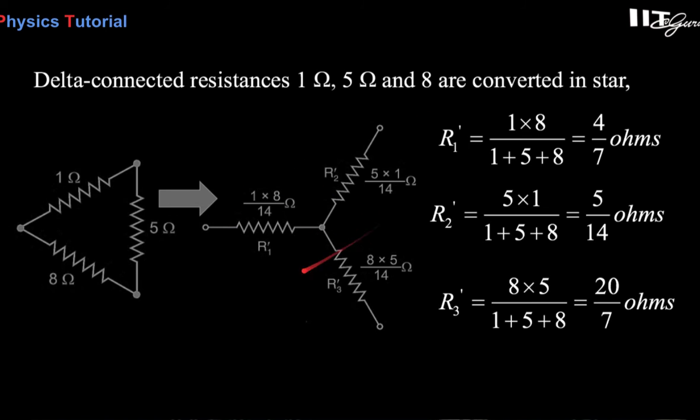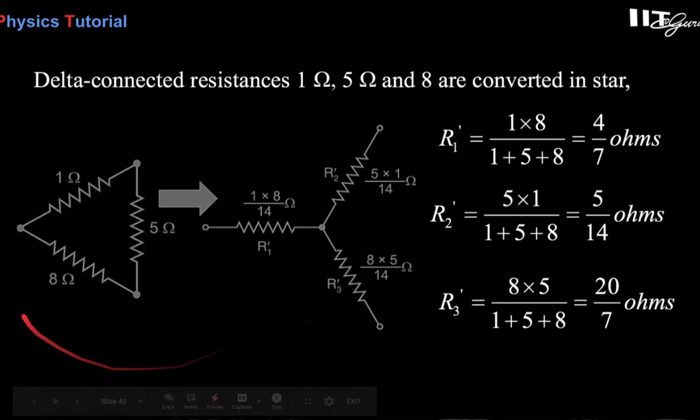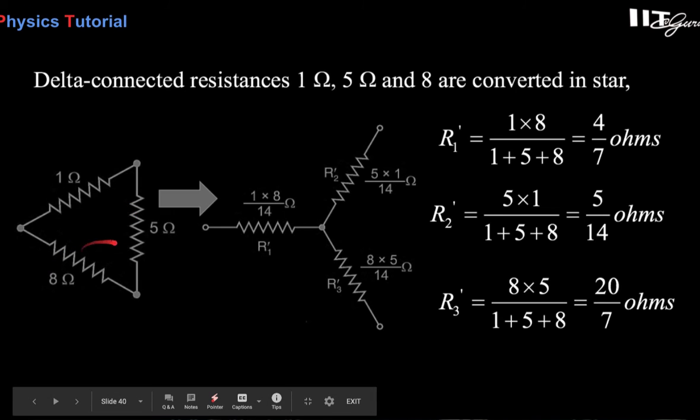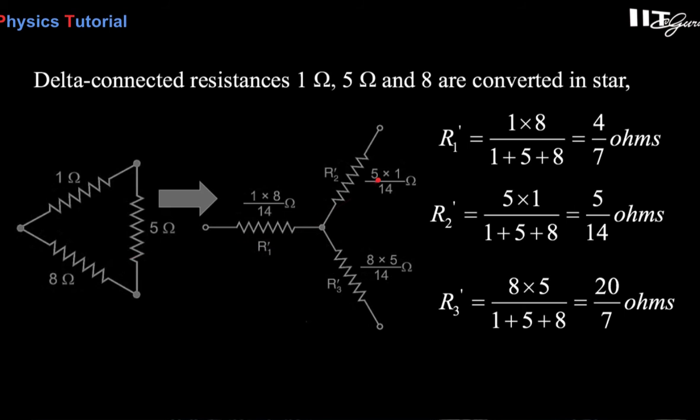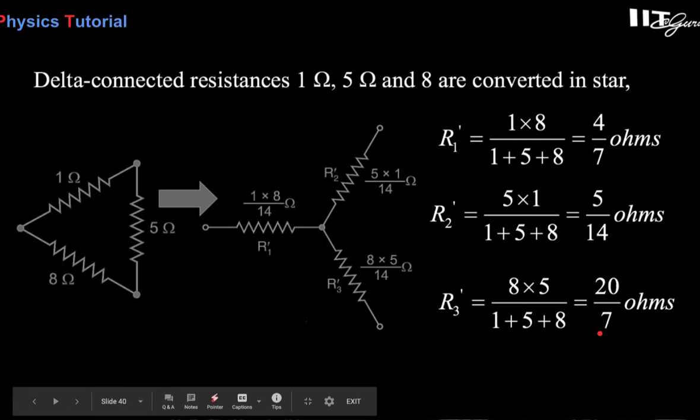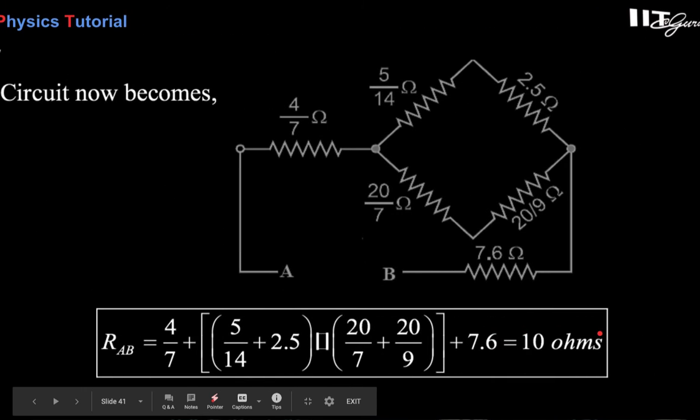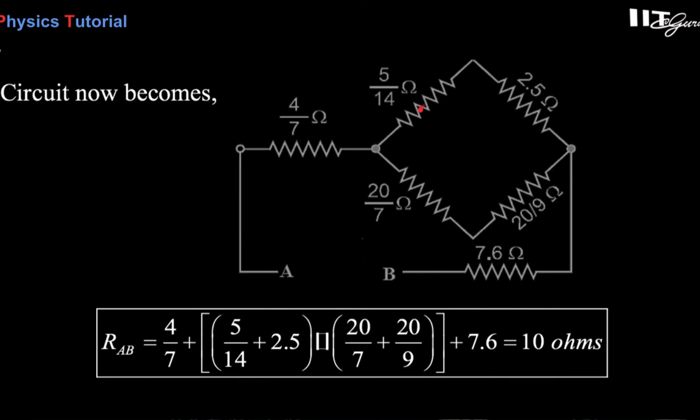I'm not explaining in detail how to find this delta to star. It's very easy. From here, you have to multiply 1 and 8 and then divide by the sum of all three. So 1 into 8 over 1 plus 5 plus 8, that is 14. Similarly here also, you will get 4 by 7, 5 by 14 and 20 by 7. So this converts once again into star, that is 4 by 7, 5 by 14 and 20 by 7.